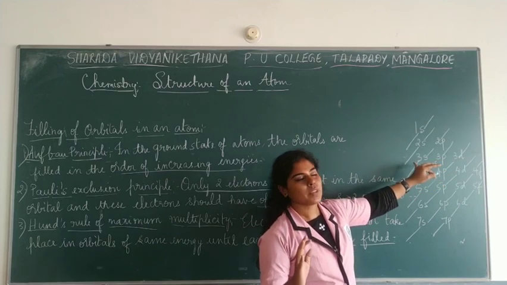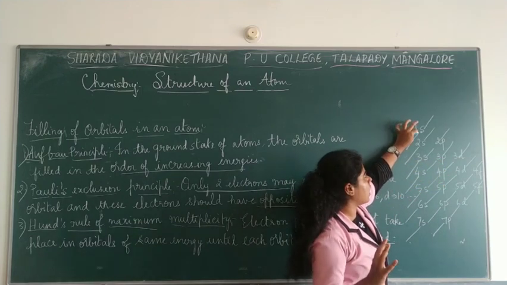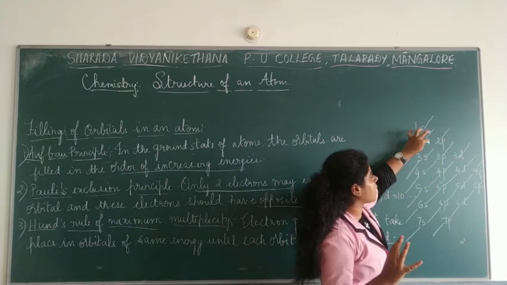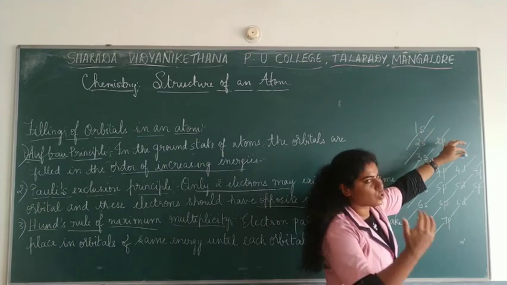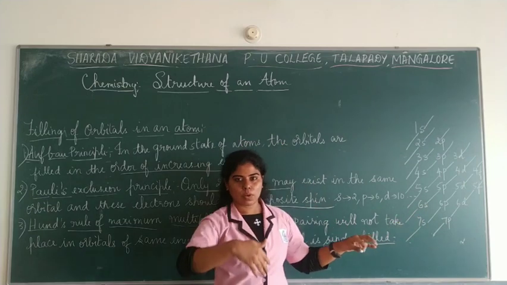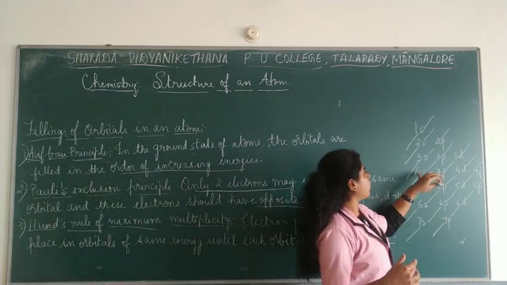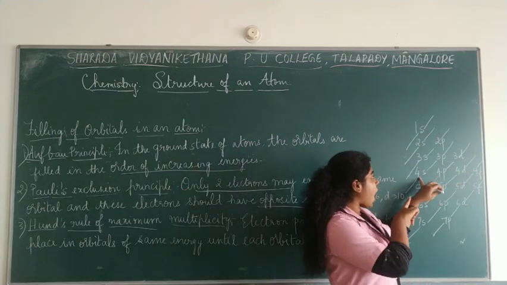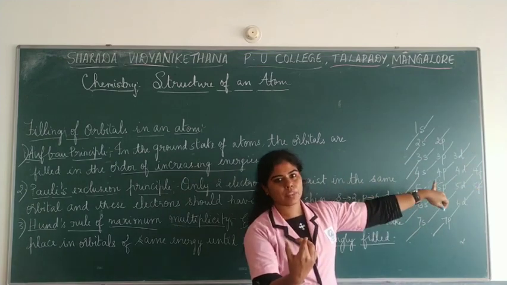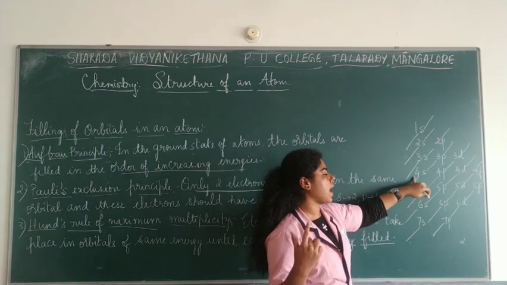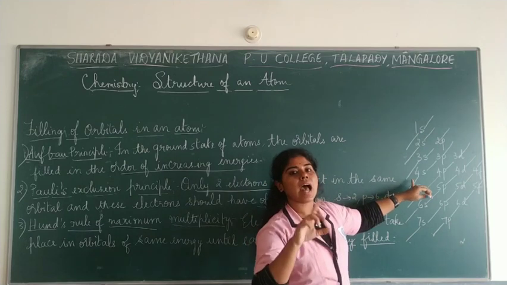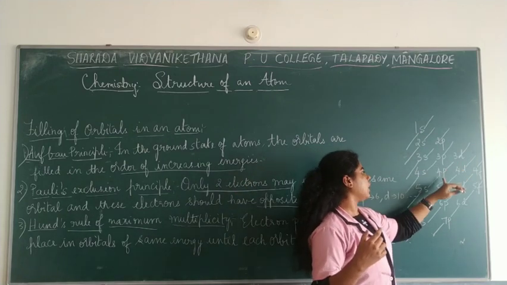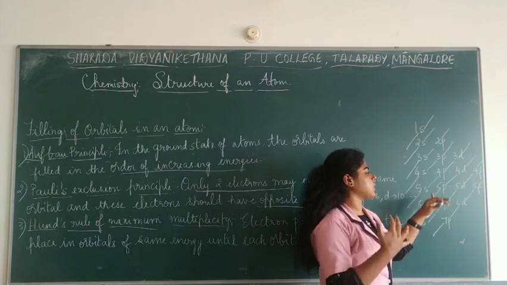I hope you remember. 1s has the lowest energy, then comes 2s, then 2p, then 3s, 3p, 4s. So you come through a slope downwards. Then you have 4s, then 3d, 4p. After 4s, it comes 3d. 4s has less energy, so which one are you going to fill first? It should be 4s, and then you go to 3d. So 3d, 4p, 5s, and 4d, 5p, 6s, and so on.